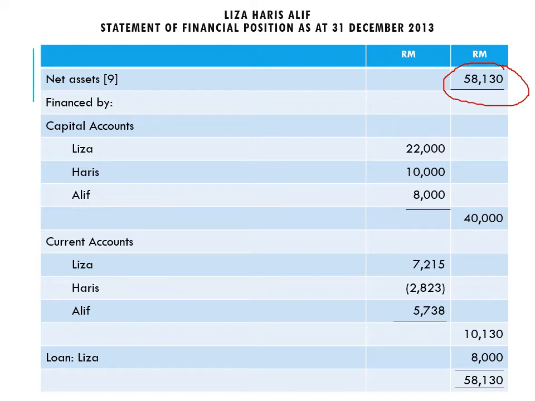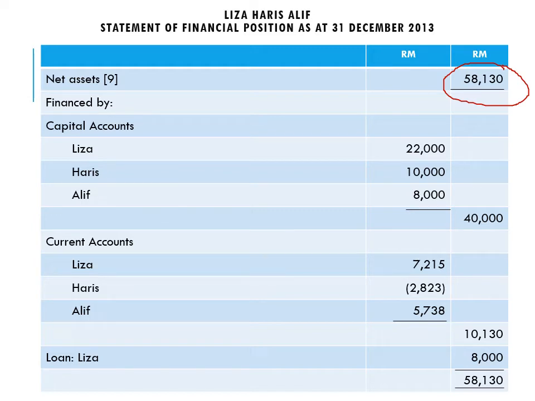This is then added with the current accounts of each partner. You will get the total amount of 6,600, and then this is added with the loan that Lisa provided to the partnership of 8,000.